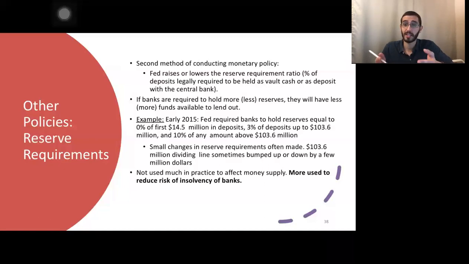The idea here is that if the central bank increases the amount of reserve requirements, that will cause banks to have less money available to make loans, which would lead banks to lower the amount of loans being given out, which lowers aggregate demand for the economy. For example, in early 2015, the Federal Reserve required banks to hold reserves equal to 0% on the first $14.5 million in deposits, 3% up to $103.6 million, and 10% above that.